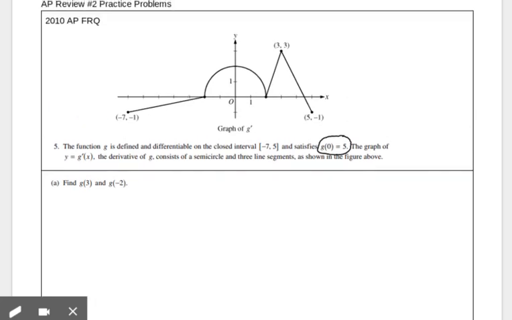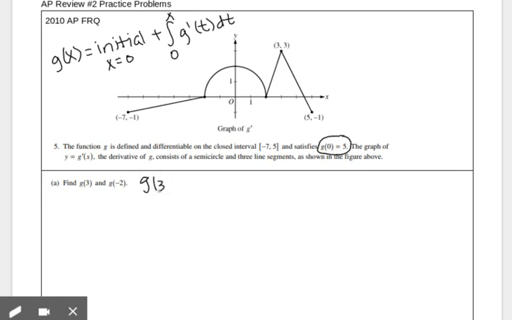Something you have to remember is if we're given a graph of g prime and we're asked to find any values on the original function, g of x, then g of x is going to have to equal some initial condition plus the integral of g prime. And remember, whatever the x value is for the initial, which in this case is 0, that's where our integral starts, and our integral will stop at whatever x value we're trying to find. So to find g of 3, we're going to have to actually do that.